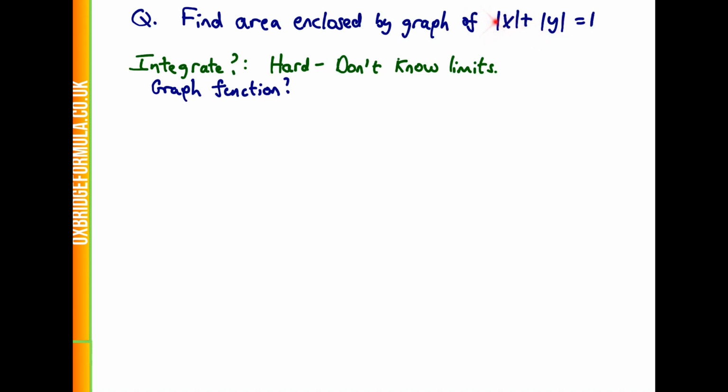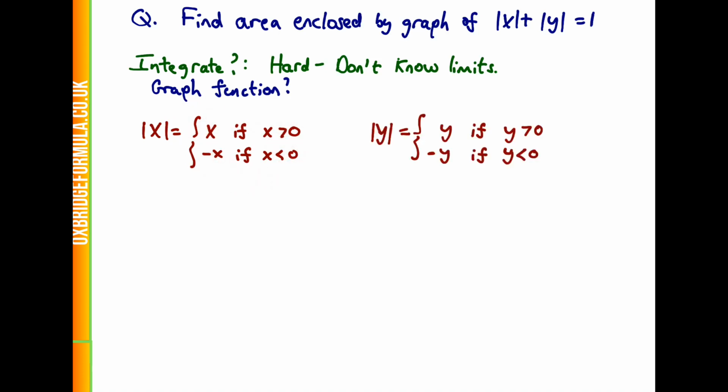Well, let's first analyse what |x| is. |x| is x if x is bigger than 0, and minus x if x is less than 0. Similarly, this is the definition for |y|. So what does |x| + |y| look like? Let's analyse the most basic case: if x is bigger than 0 and y is bigger than 0, then |x| is x and |y| is y. So we have x + y = 1, i.e. y = 1 - x. So the graph is going to look like this in the top right hand of the plane.